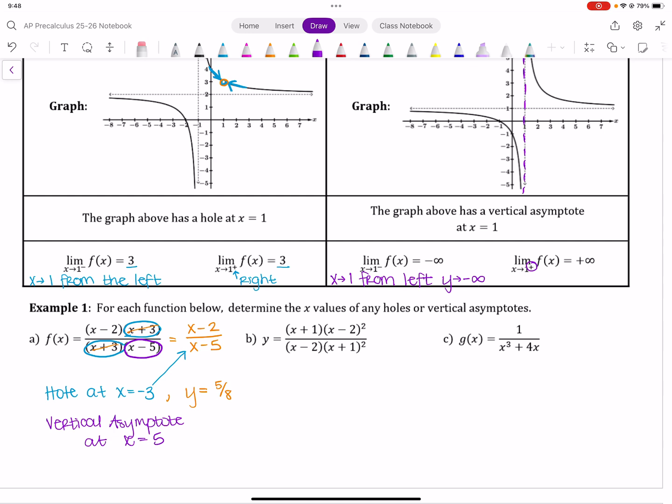So our next example, B, we can see we have two x minus 2's in our function. If we think about simplifying that, we have x plus 1 still on top, and we're left with one of the x minus 2's. Then in our denominator, we have the x plus 1 squared. But once again, one of those will cancel with our x plus 1 from the numerator. So we're left with x minus 2 over x plus 1.